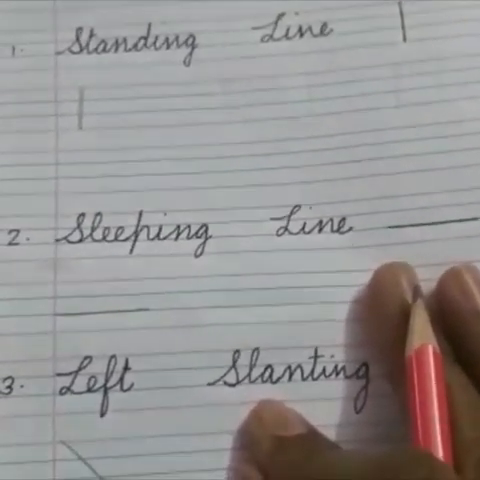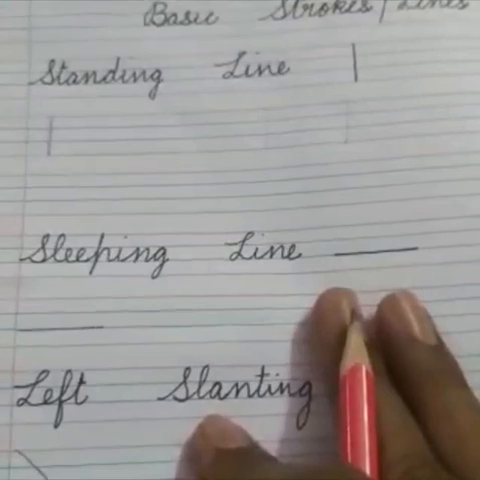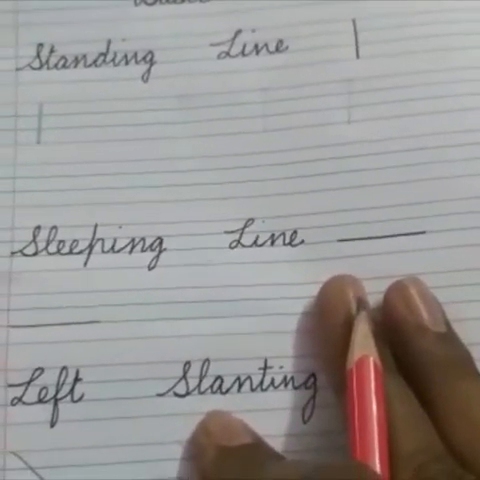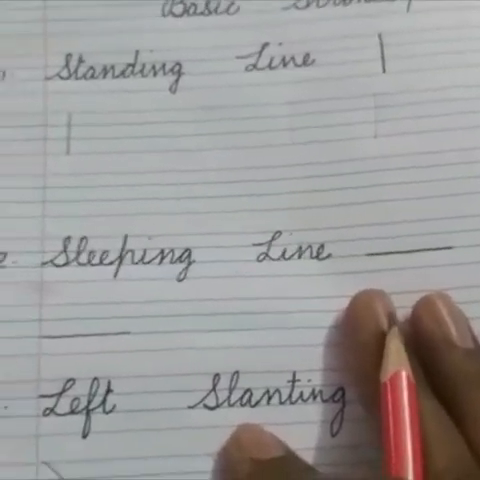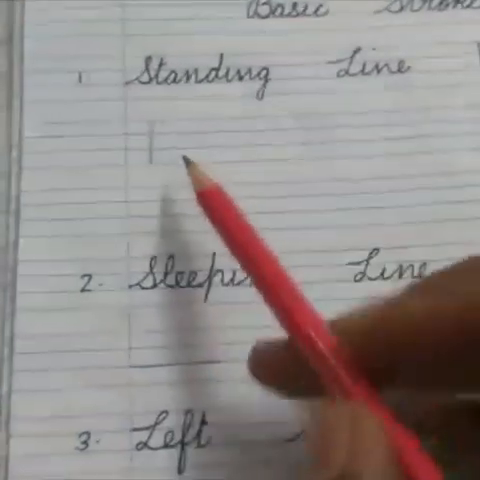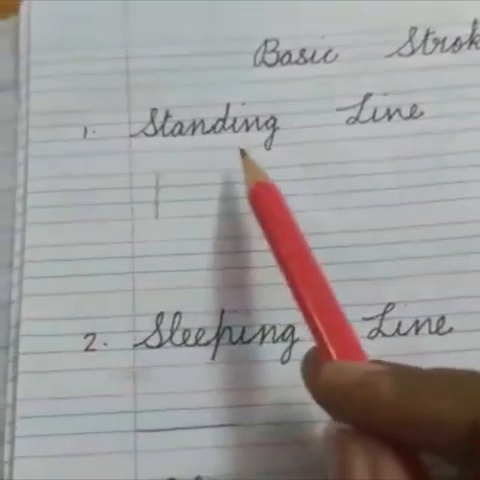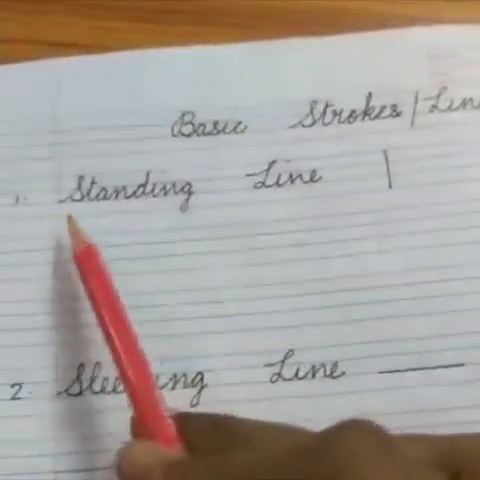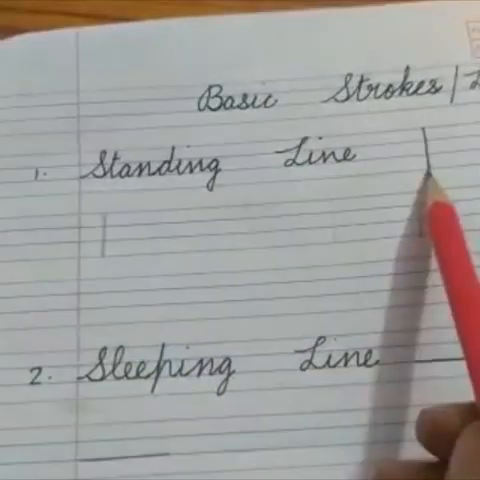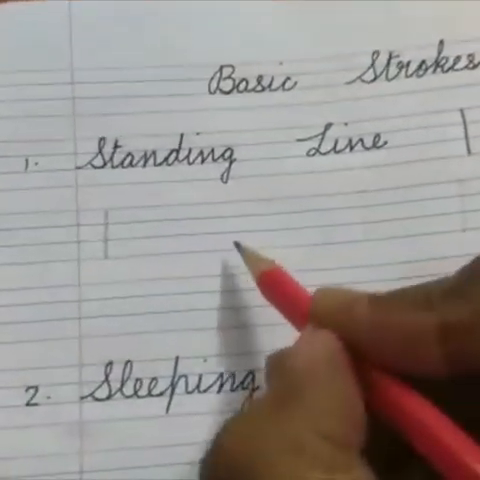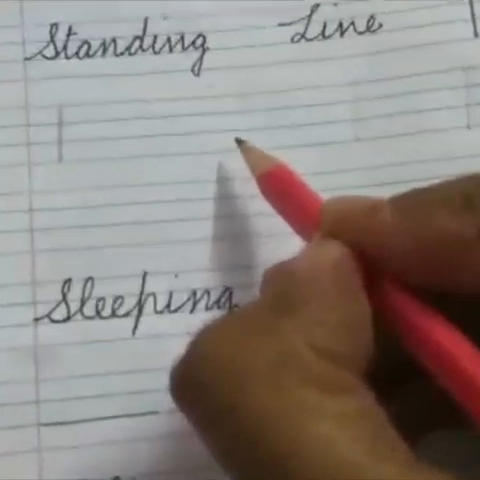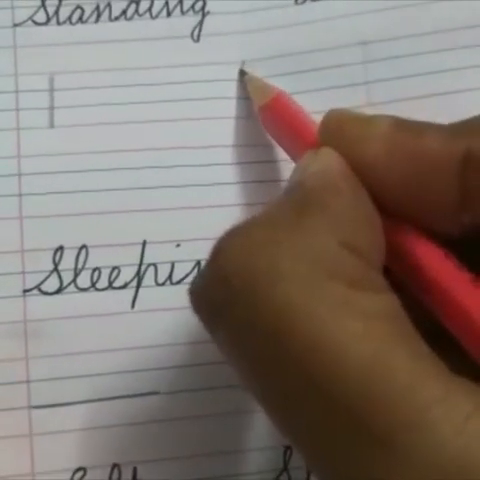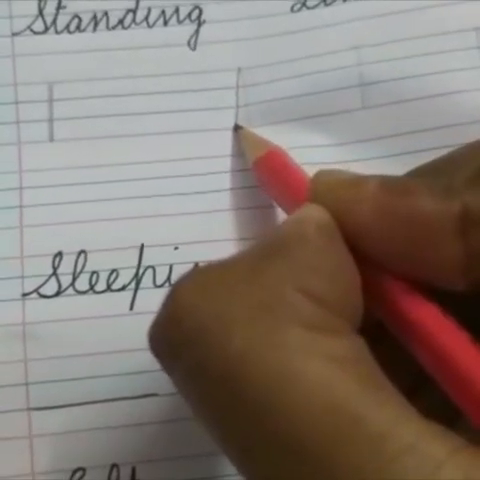Today, we will learn to draw some basic strokes or lines. We use strokes to write letters and numbers. So, we begin with the first one, that is the standing line, like this. This is known as a standing line. How do you draw a standing line? Touch the red line, bring it down straight.